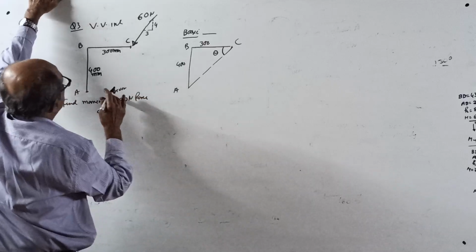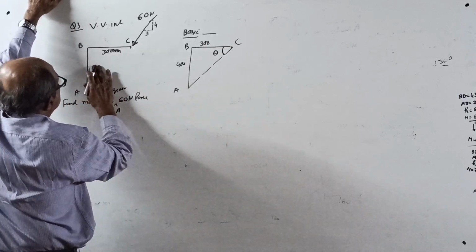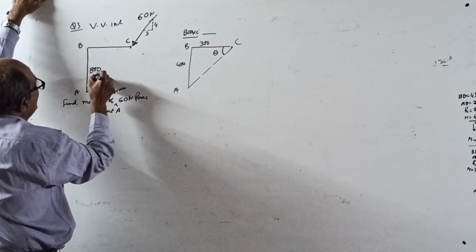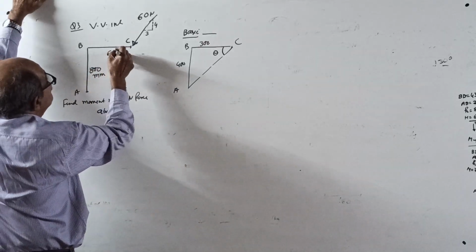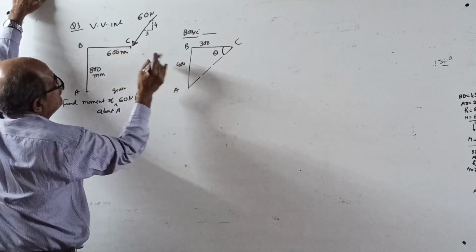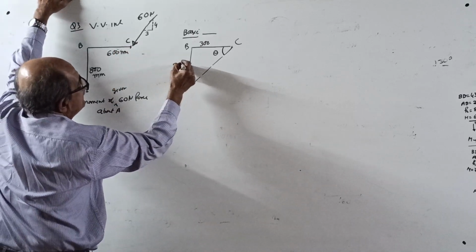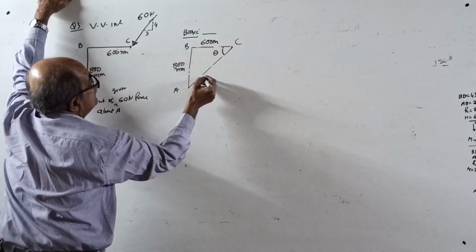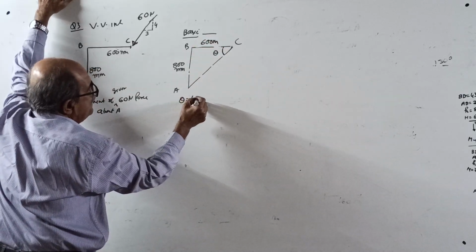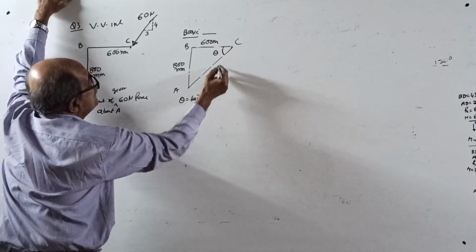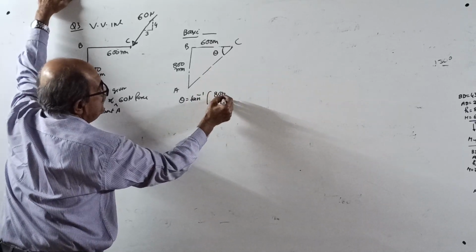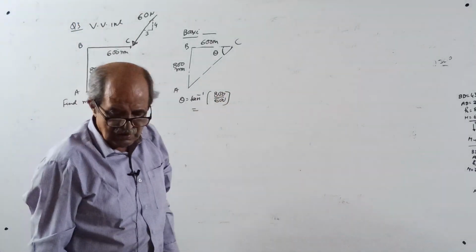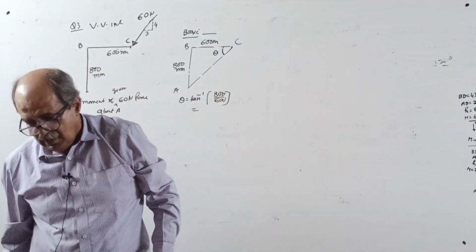Or why 400, 300? I will change the values, not worse: 800, 600. Same number should not come. 800 mm and 600 mm, otherwise some will tell same ratio. Okay, this is 800 millimeter, this is 600 millimeter. Theta equals tan inverse of 800 by 600 equals, there's a calculator I kept, I was having here.